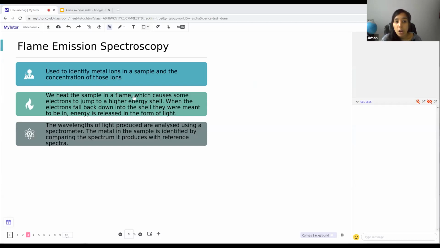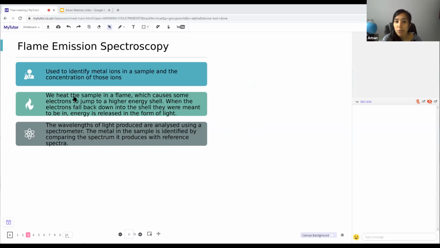So as I said, we heat the sample in a flame. If you remember, we have electrons in shells, in elements and in ions. When we heat it, some of those electrons get lots of energy, and they can jump to a higher energy shell. But eventually they will lose that energy, and the electrons will fall back into the shell that they were meant to be in.